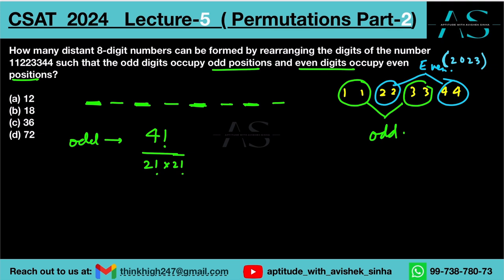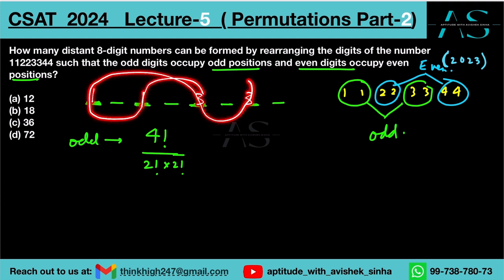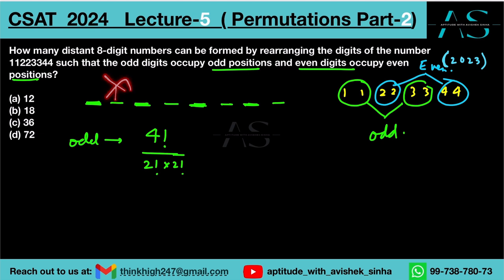Are you following this? The 1s and the 3s will be rearranging among themselves along these odd positions. 1 cannot come here. 1 will always be present in the odd position. So let me quickly write down O for odd. These are the odd positions. And what are the odd values? 1, 1, 3, 3. So these 4 values can be positioned anywhere among these 4. And since they are repetitive in nature, therefore we have written 2 by 2.